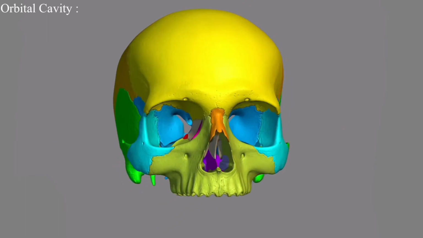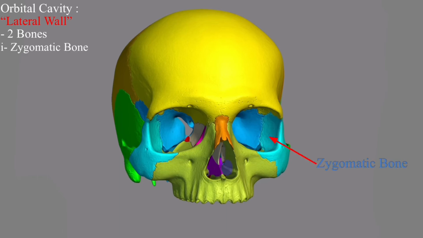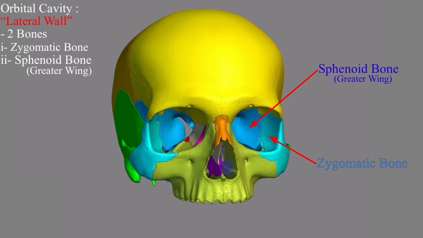Next is the lateral wall of the orbital cavity. This is the lateral wall of the orbital cavity, and as you can see, there are 2 bones in the lateral wall of the orbital cavity. These are the zygomatic bone and the sphenoid bone, and it is the greater wing of the sphenoid bone that contributes to the lateral wall of the orbital cavity.